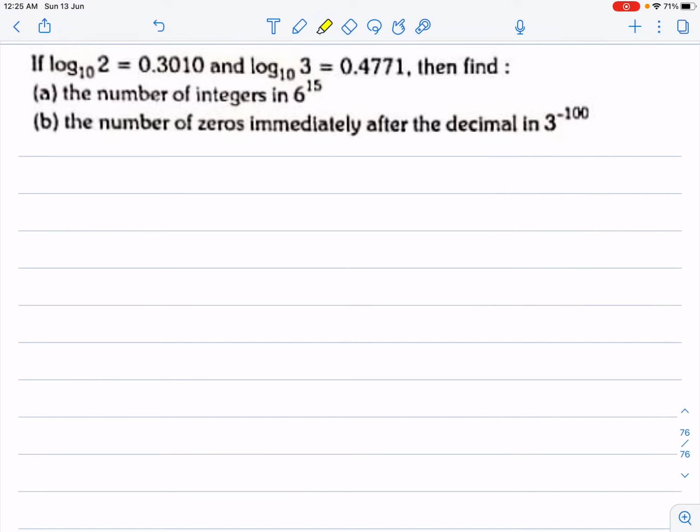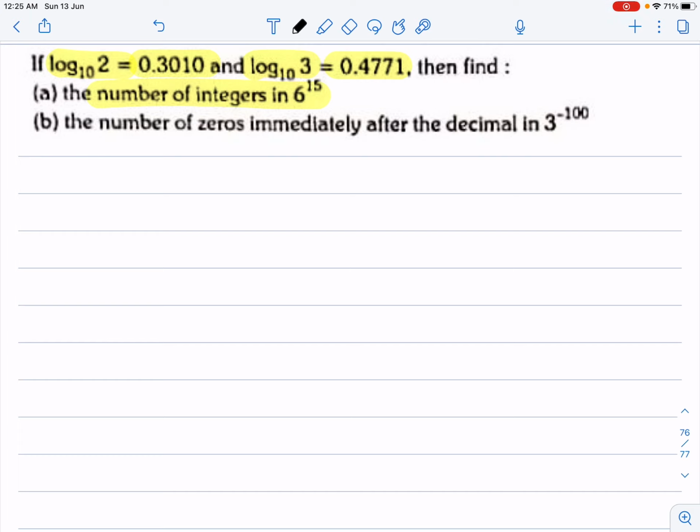So we'll be going to solve this question written on the screen. If log 2 is equal to 0.3010 and log 3 is equal to 0.4771, then the number of integers in 6 power 15 is asked to you. So guys, these are the sums based upon characteristic and mantissa concept.